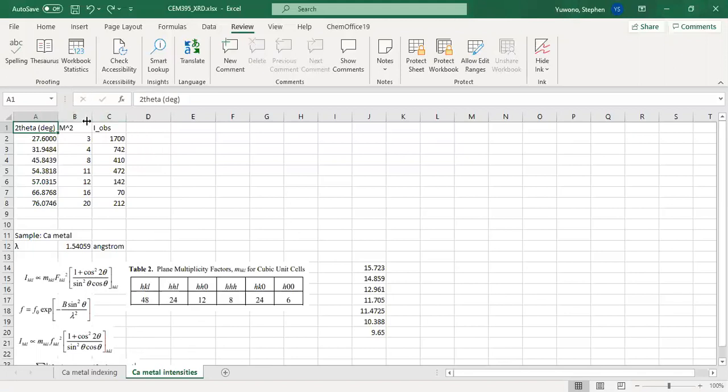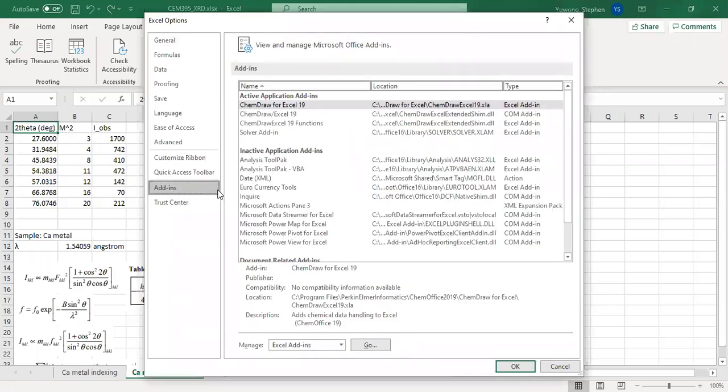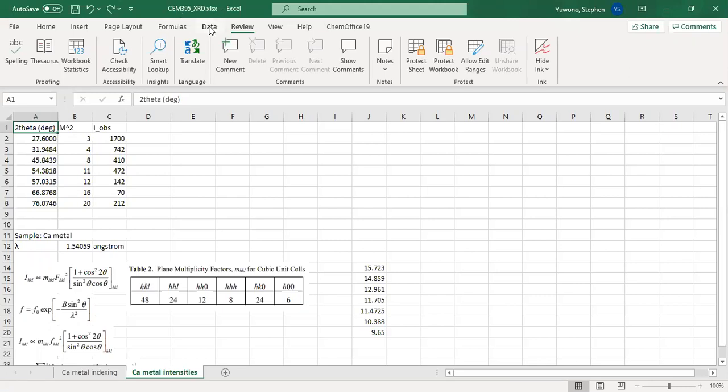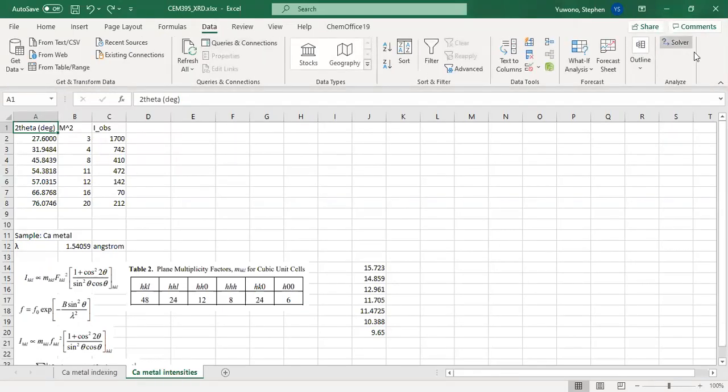The other thing that I need to mention before we start is that in this exercise, we will make use of the Solver add-in on Microsoft Excel. It is not enabled by default, so what we need to do is go to File, Options, and go to Add-ins. Here, say that you want to manage the Excel add-ins and click Go, and make sure that the checkbox on Solver add-in is checked. Once you click OK, it will enable Solver, which will appear under Data here. We will make use of that later.